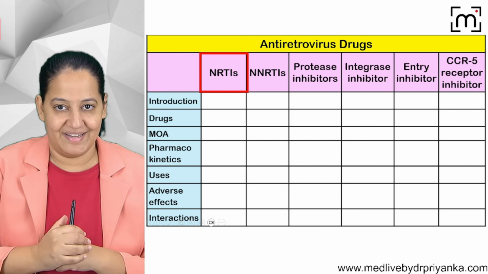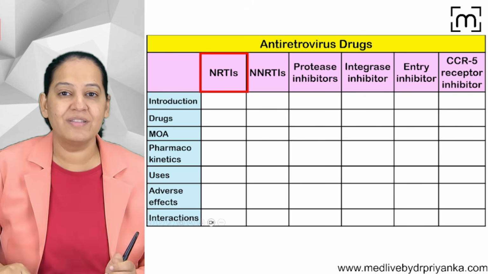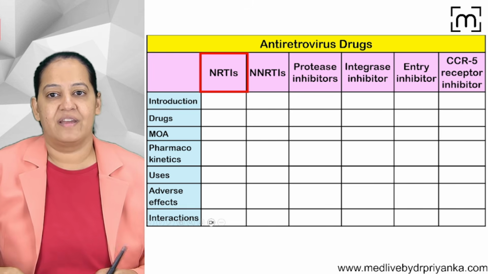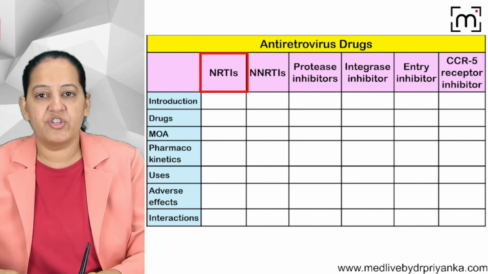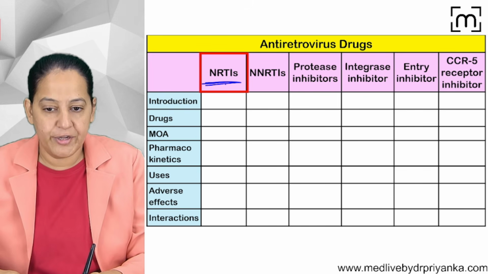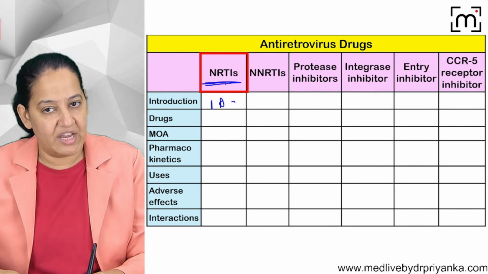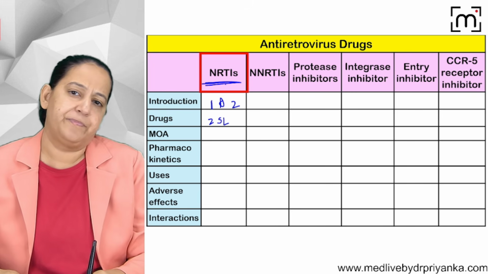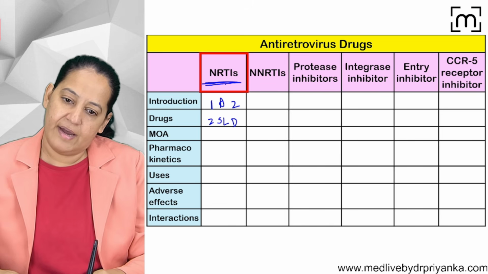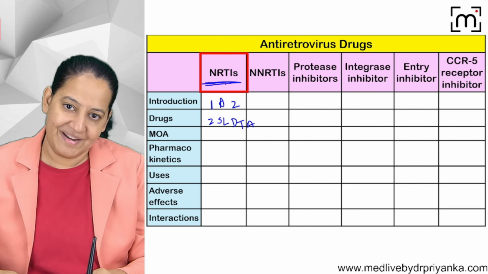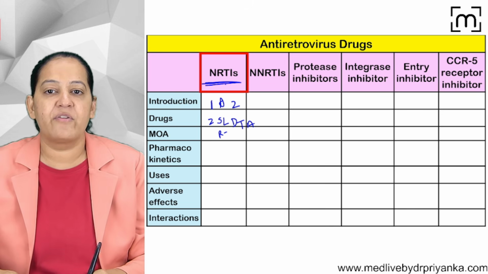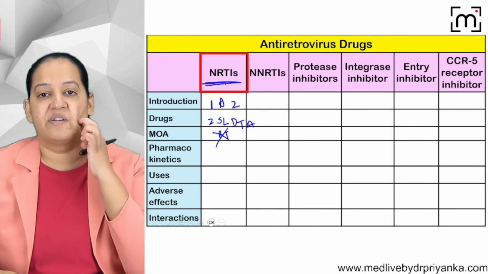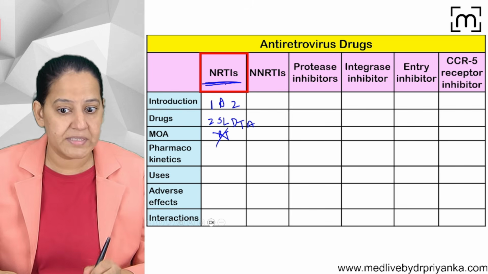We are done with the first category. So we are done with the prototype drug of the first category. Okay, let me revise it. So, introduction: NRTIs are active against HIV-1 and HIV-2 both. Drugs are zidovudine, stavudine, lamivudine, didanosine, tenofovir, abacavir, many drugs I told you. Mechanism of action: they inhibit reverse transcriptase enzyme. Actually, they don't inhibit; their triphosphate form inhibits reverse transcriptase enzyme. That must be kept in mind when you say it.